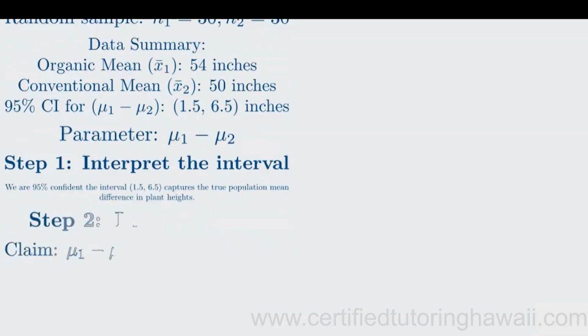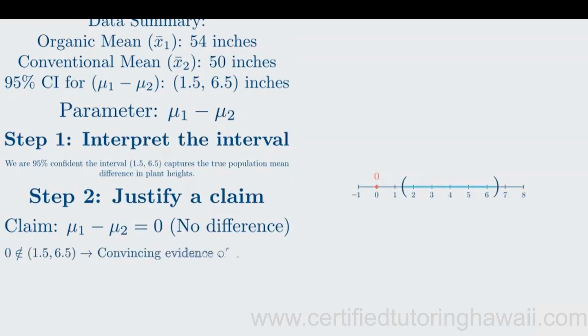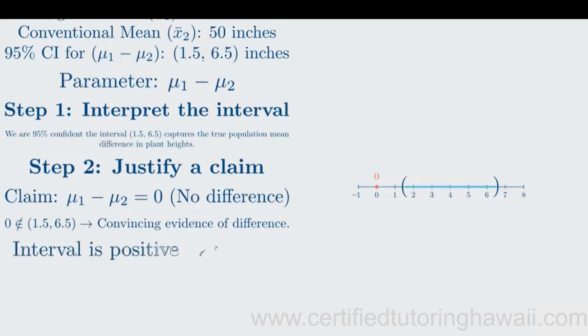Step 2. Justify a claim. The conventional fertilizer company claims there is no difference between the two fertilizers. Does this interval support their claim? If there were no difference, the value 0 would be a plausible value for the difference. Does the interval 1.5 to 6.5 contain 0? No, it doesn't. Since 0 is not in the interval, we have convincing evidence that there is a significant difference between the two fertilizers. Furthermore, because the entire interval is positive, we have evidence that the organic fertilizer results in a higher mean growth.